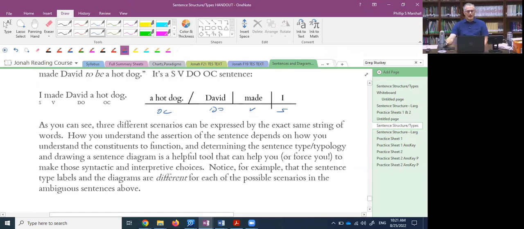So how you understand the assertion depends on how you understand the constituents to function. And determining the sentence type or pattern or typology, and then drawing a sentence diagram can be a very helpful tool here. It can force you to make syntactic and interpretive choices. And the types and the diagrams differ from one scenario to the other based on which ambiguous interpretation you take.